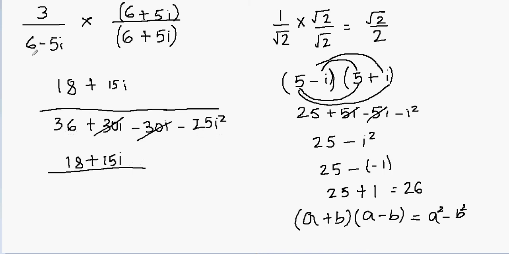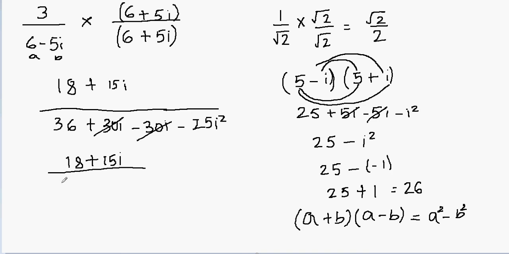So suppose this is your a and this is your b, you can write that as a squared minus b squared. So a squared is 6 squared, which is 36, which is what you got here. And then b squared is 5i, 5 times 5 will give you 25, and i squared, so 25i squared. So you'll get negative 25i squared. So this is a squared minus b squared. So you will get the same thing. You can either use this property to solve it, or you can just multiply, FOIL, if you're more comfortable, and cancel out the like terms.